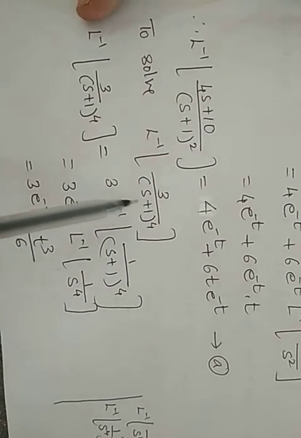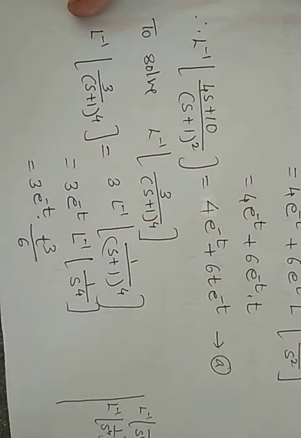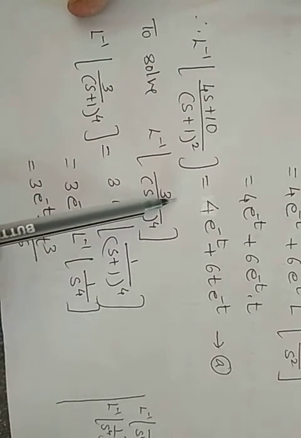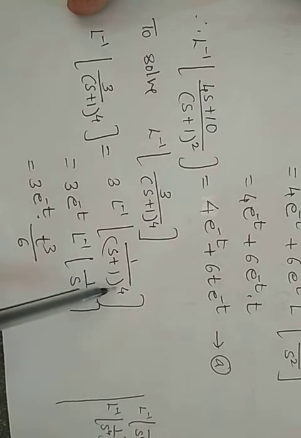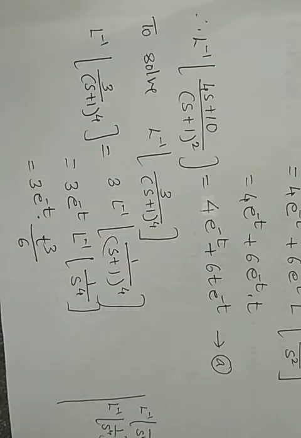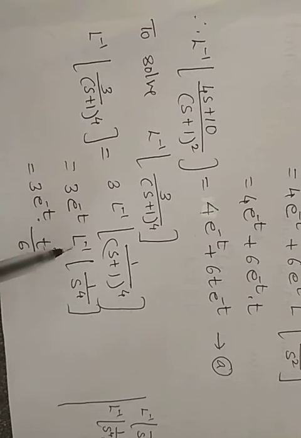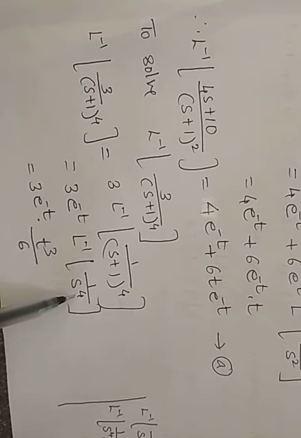solving L inverse of 3 upon (s plus 1) raised to 4. 3 is acting as a constant, so remove it outside the inverse Laplace operator. So 3 times L inverse of 1 upon (s plus 1) raised to 4. Now the bracket raised to 4 is there, so we adopt the first shifting property, where the signal has got shifted with s minus a, meaning s shifted by s plus 1. So here a is minus 1. So this becomes e raised to minus t into L inverse of 1 upon s raised to 4.